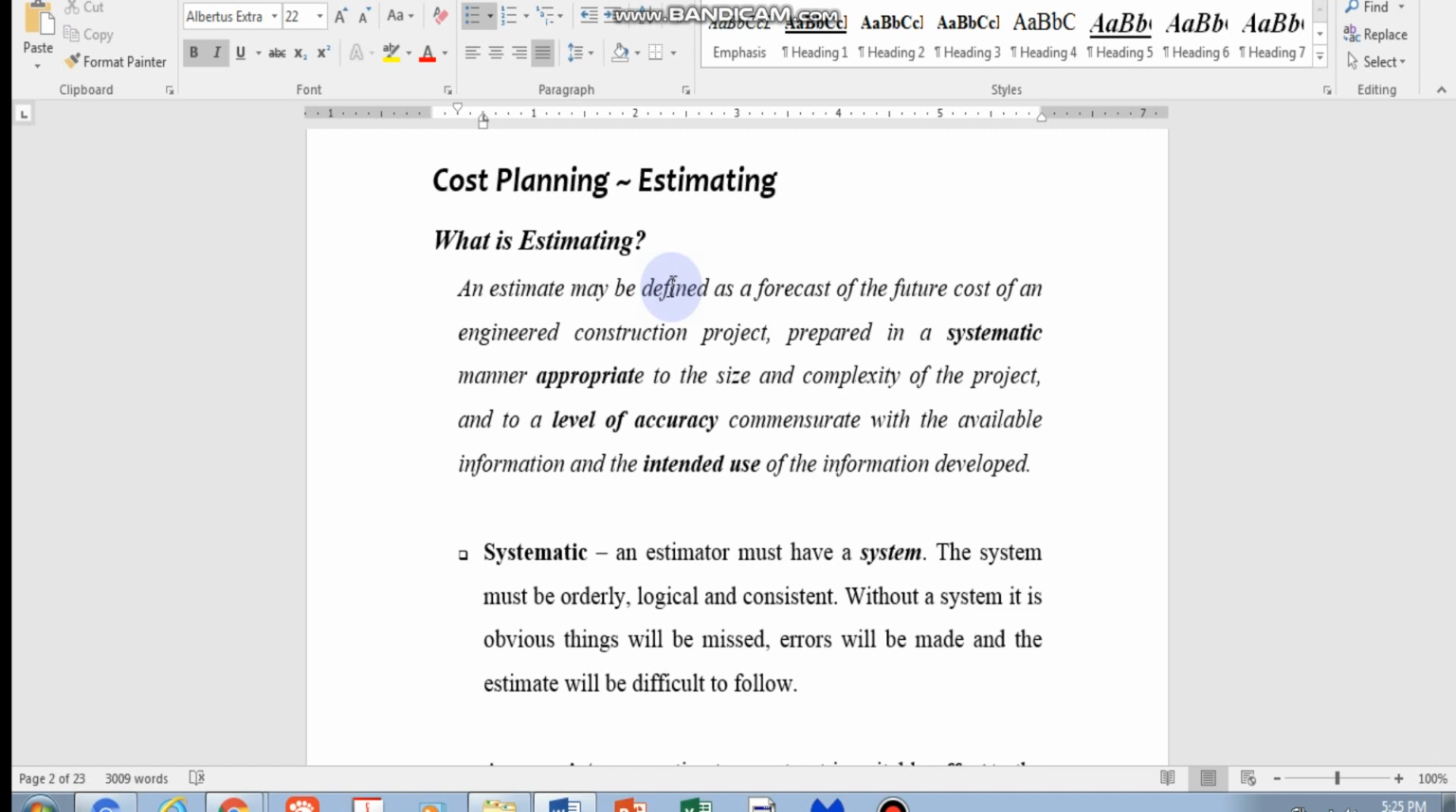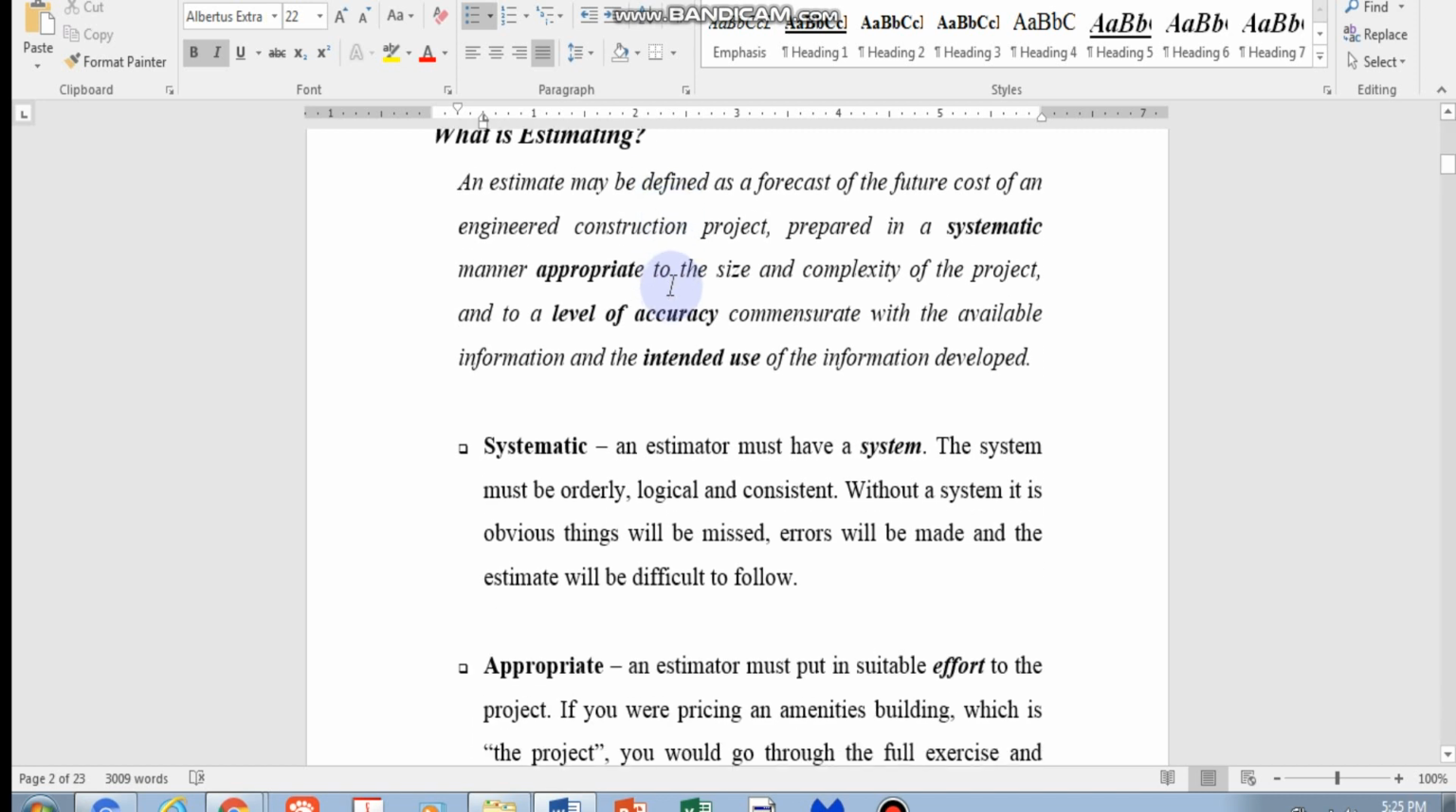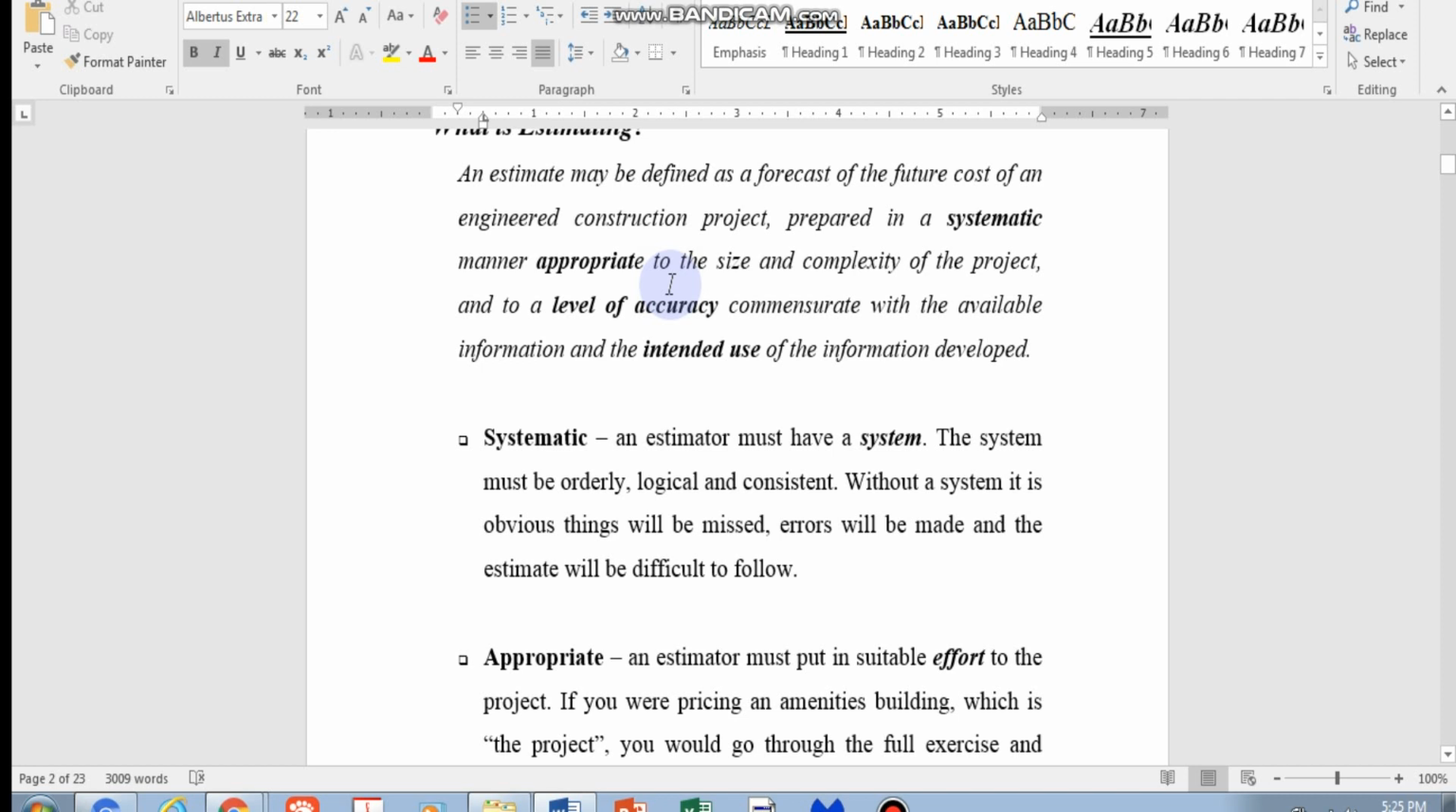So all the systems need to be logical. They need to be clean. They need to be very clear, for you all to actually understand the estimates, the final product that is available. So it has to be systematic. All estimators have their own systems. Obviously, if you are doing a very basic estimation and a very detailed estimation, the systems that you use will be completely different.